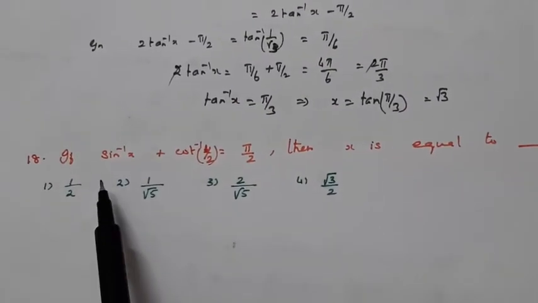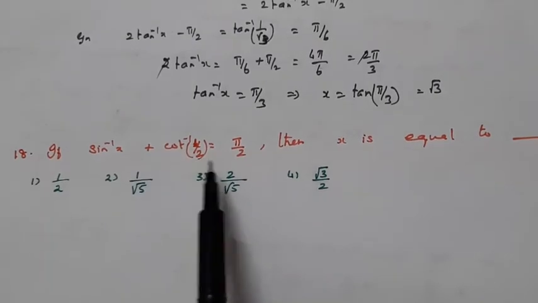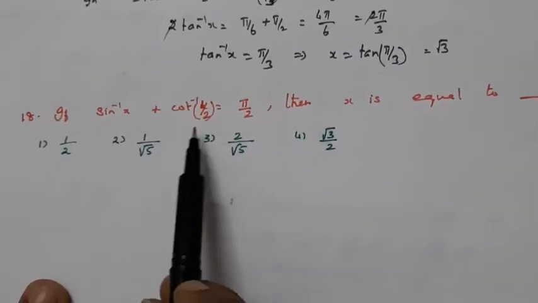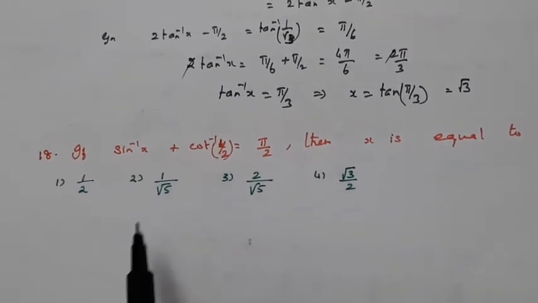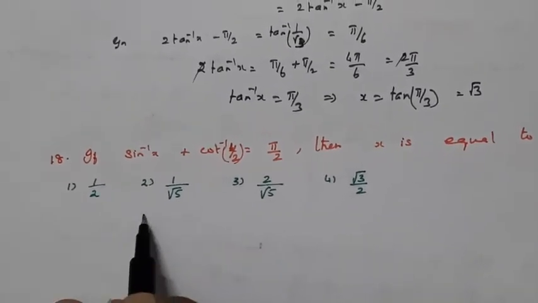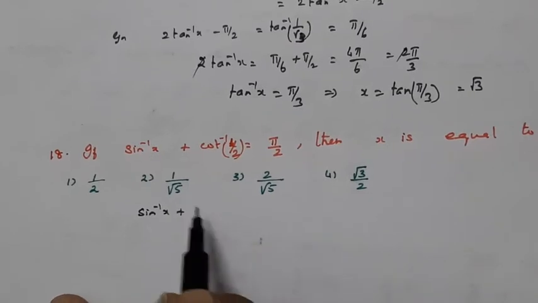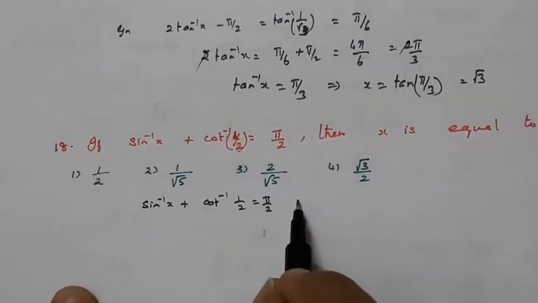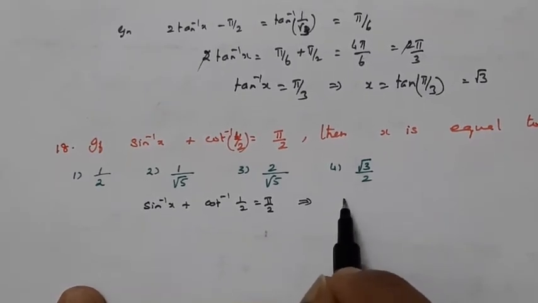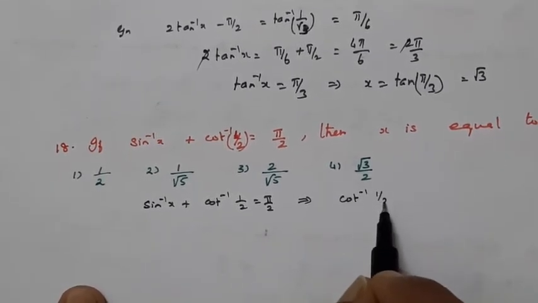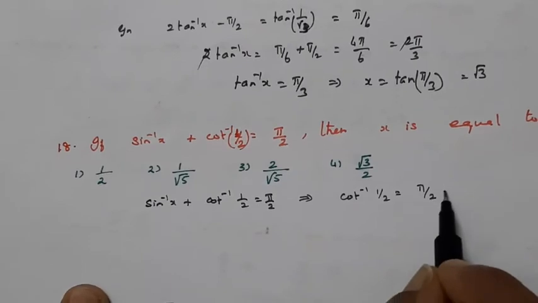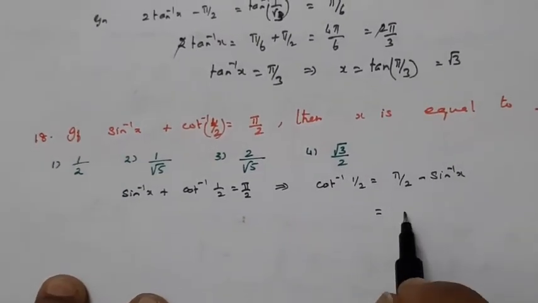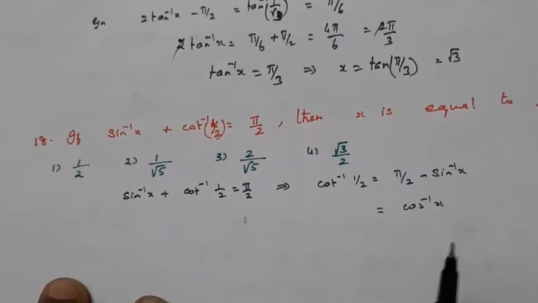Then 18th one. If sin inverse of x plus cot inverse of 1 by 2 is equal to pi by 2, then x is equal to. So, you are going to find out the value of x using this equation. Okay. So, first from this equation, that is sin inverse of x plus cot inverse of 1 by 2 is equal to pi by 2, which implies that cot inverse of 1 by 2 is equal to pi by 2 minus sin inverse of x. Okay. Now, what is pi by 2 minus sin inverse of x? That is equal to cos inverse of x.